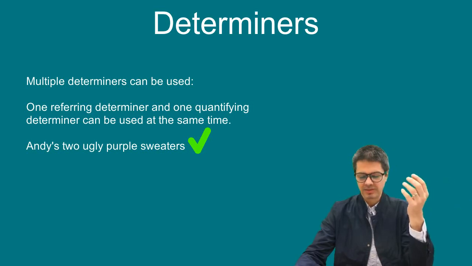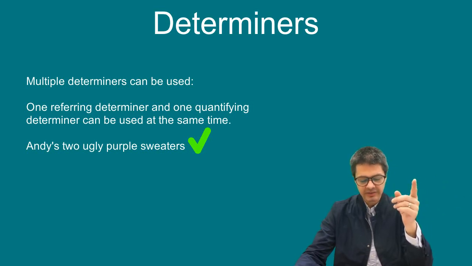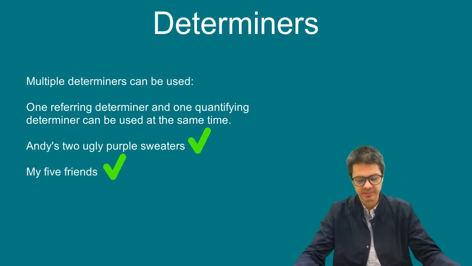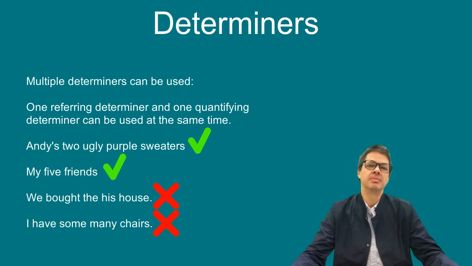Or, thinking now, we can say my 5 friends, something like that, right? That's good. All right. But like I said, we can't combine 2 of the same kind. We can't say we bought his house, or I have many chairs. It doesn't work.